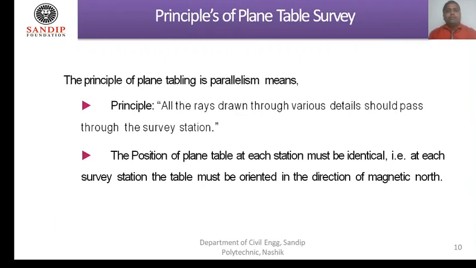Now next is principles of plane table survey. Plane table basically works on parallelism, which consists of two principles. First is all the rays drawn through various details should pass through a survey station. And second, the position of plane table at each station must be identical. That means whatever position we have at previous station, same position we must have at current position. So that is nothing but a principle of plane table surveying.